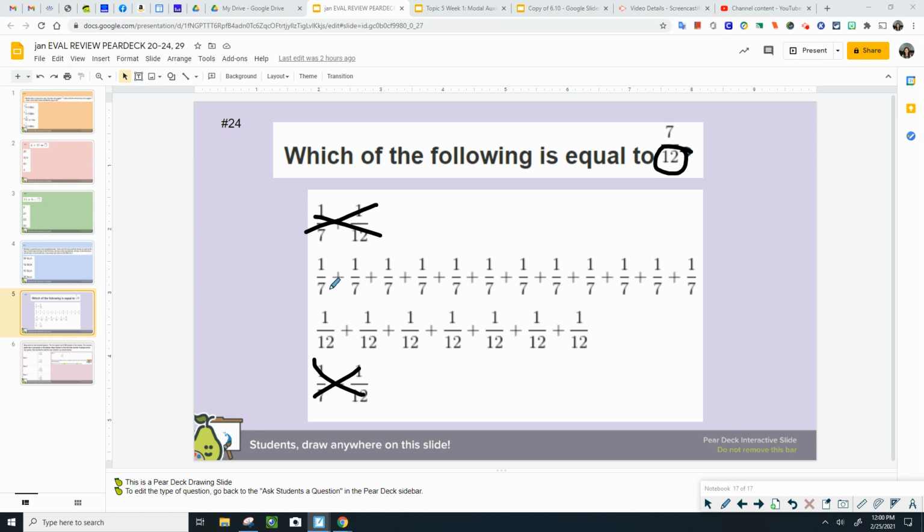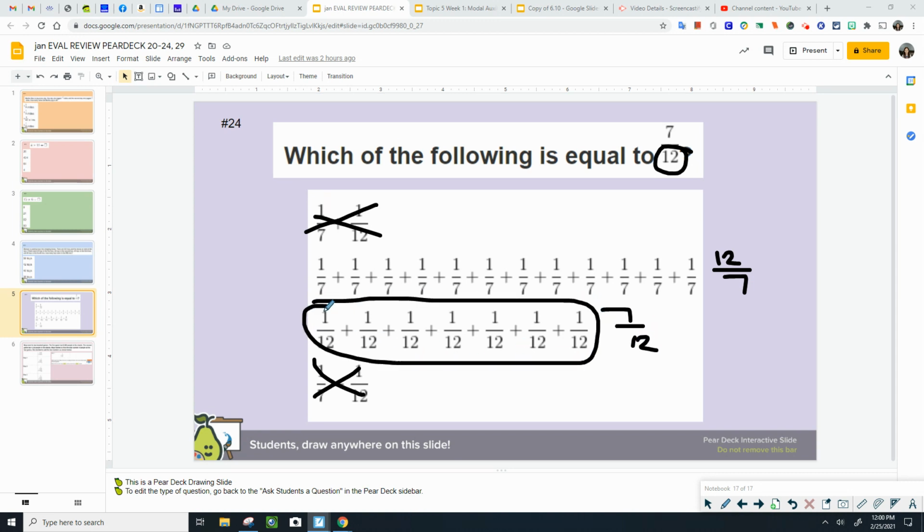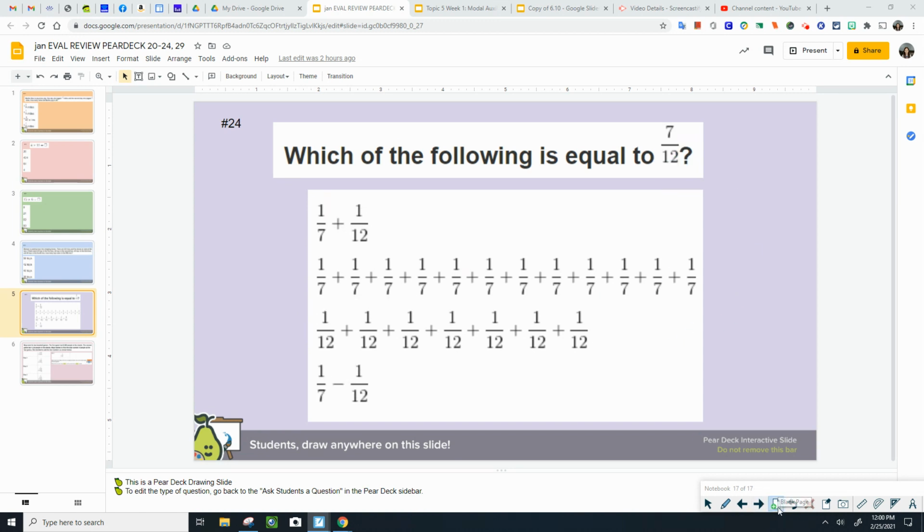So this one right here is actually 12/7, because I have 12 on top and 7s across the bottom. This one is your 7 on top, 12s on bottom. This would be your correct answer. So really pay attention. If there's a 12 on bottom in your problem, there's got to be a 12 on bottom in your answer.